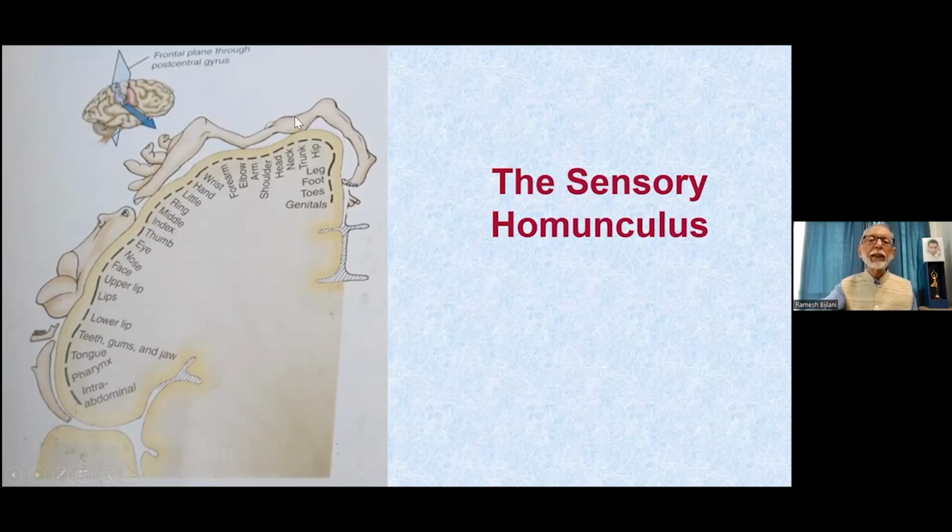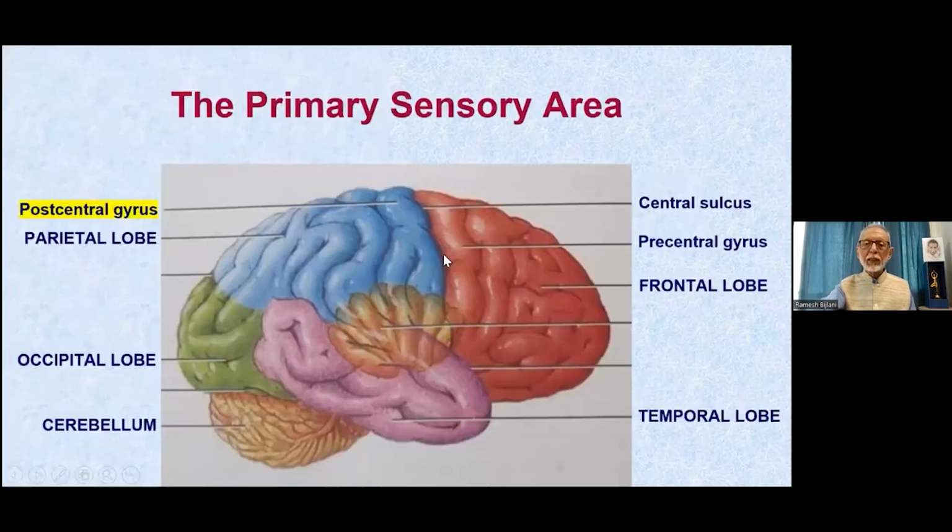And you find that the thigh, etc., are hardly there. They do have a representation somewhere, but hidden somewhere in the middle, hardly showing there. So this is what is called the sensory homunculus. And how do we know about it? Much of this came from the studies of Penfield and Rasmussen.